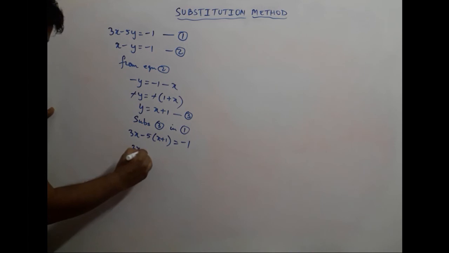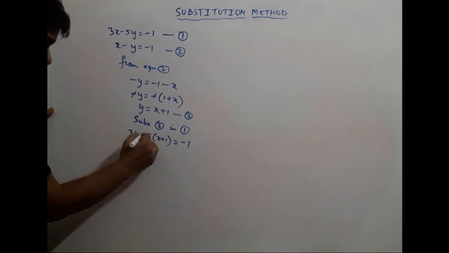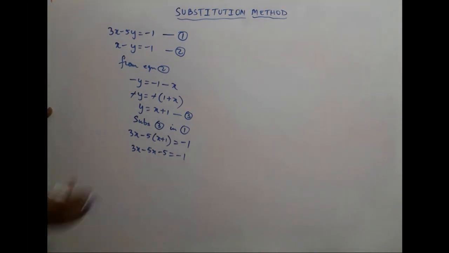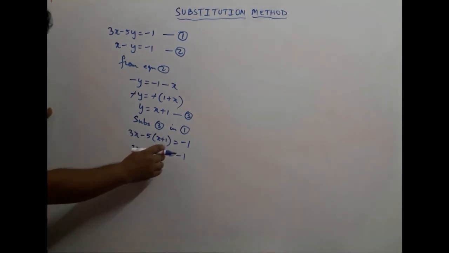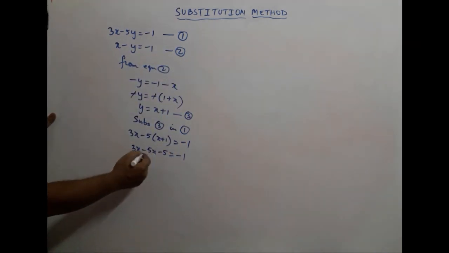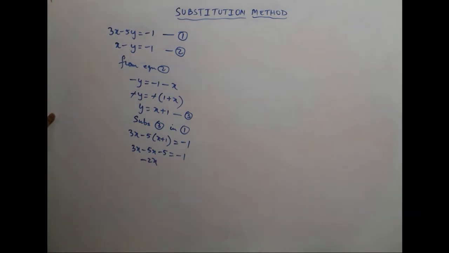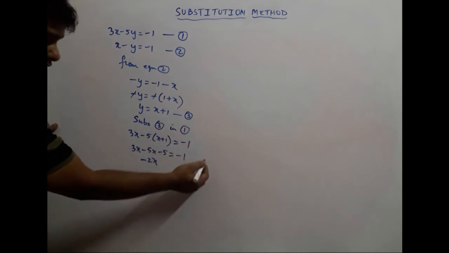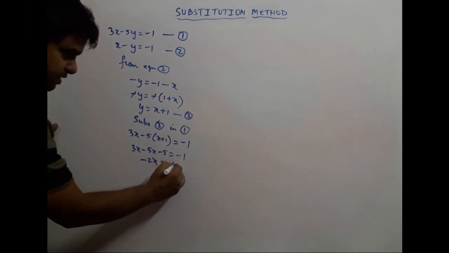Now we open the bracket, 3x minus 5 into x gives us minus 5x, minus 5 into positive 1 gives us minus 5 equal to minus 1. So we keep x on the left hand side, and we'll take the constants on the right hand side. So 3x minus 5x, sign of the greater number is minus 5, so we get minus 2x. Okay, please do not write it as 2x, the greater number here is 5. Sign of the greater number is negative, so that is why minus 2x. Minus 5 goes on the other side, becomes positive, so it will be minus 1 plus 5.